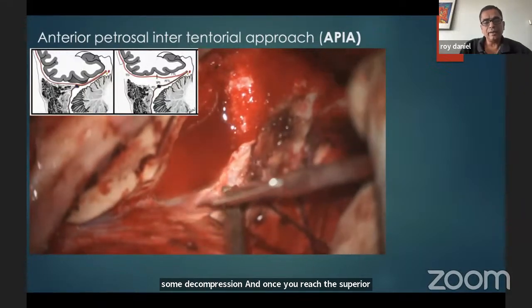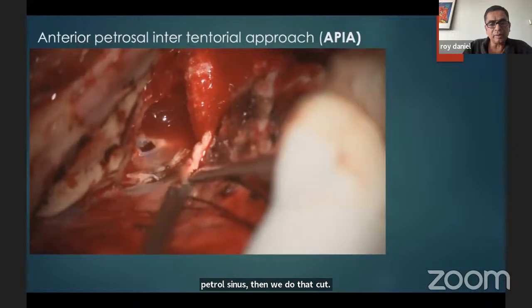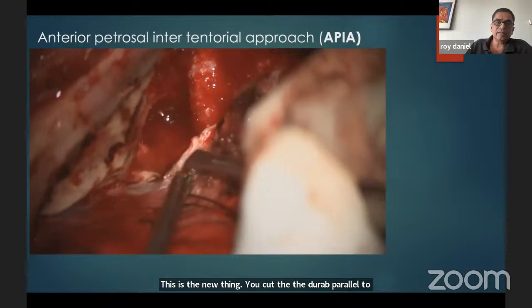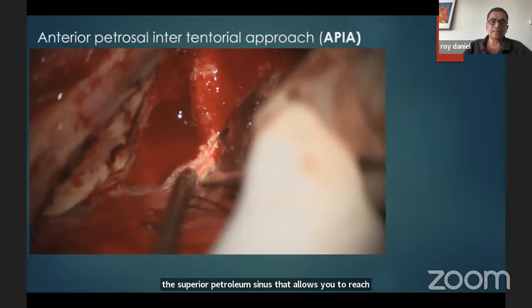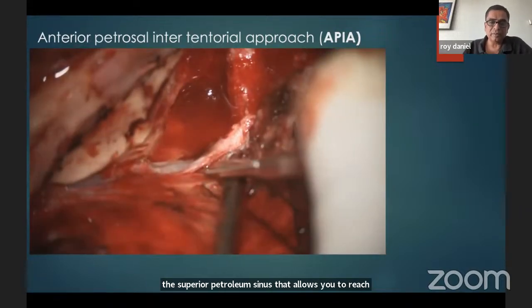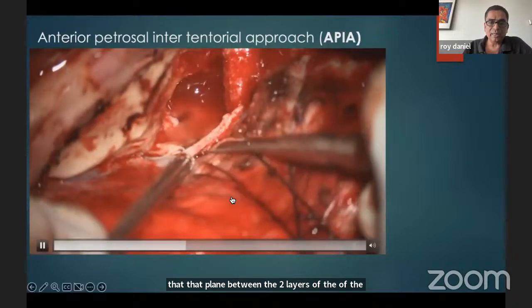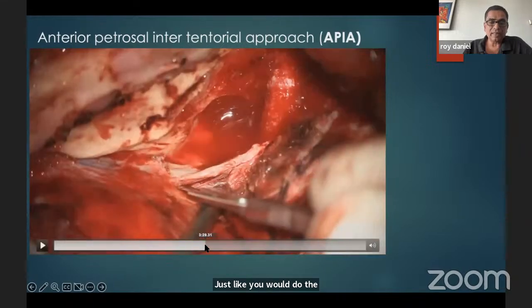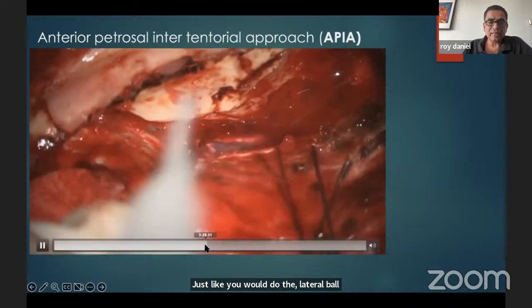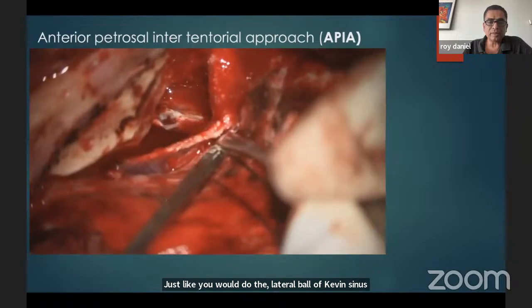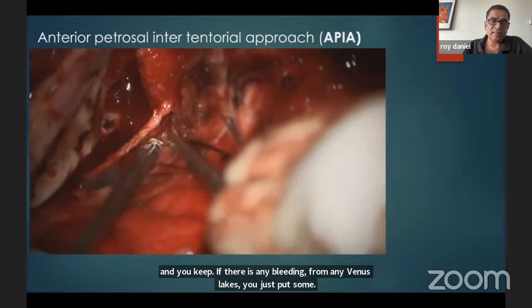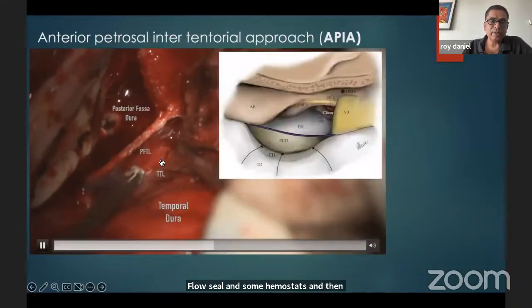This is the new thing. You cut the dura parallel to the superior petrosal sinus. That allows you to reach that plane between the two layers of the tentorium, and then you just keep opening it, just like you would do the lateral wall of the cavernous sinus. If there is any bleeding from any venous leaks, you just put some Floseal and some hemostats. And then, of course, here in this case, we need to cut the superior petrosal sinus and connect it to the posterior fossa dura.